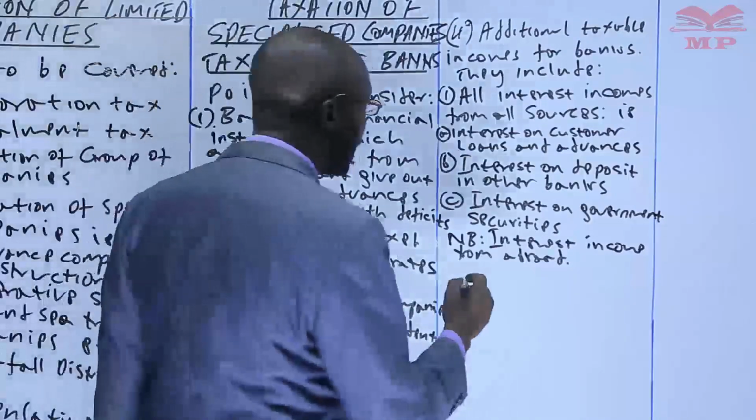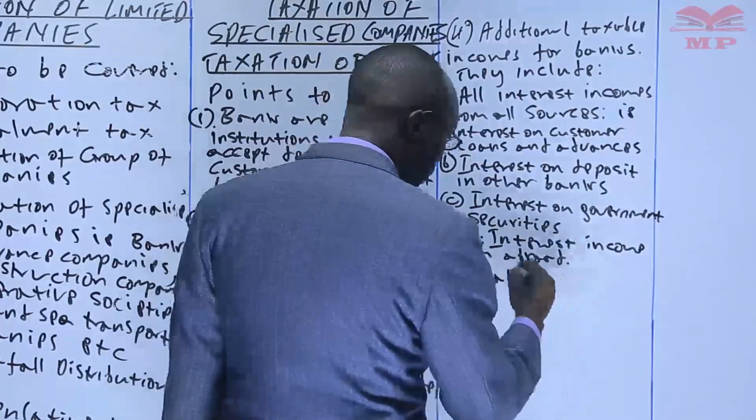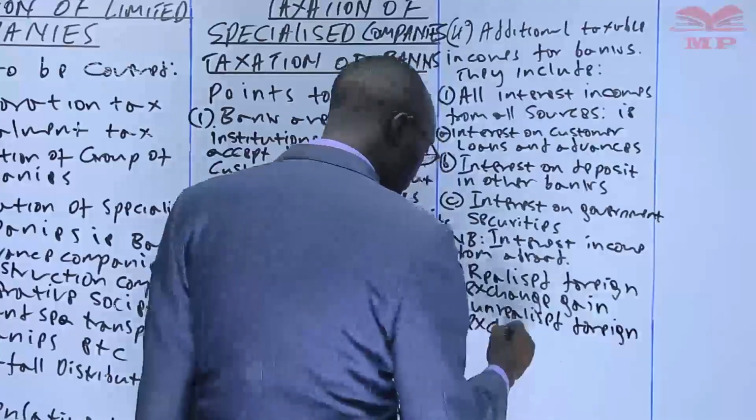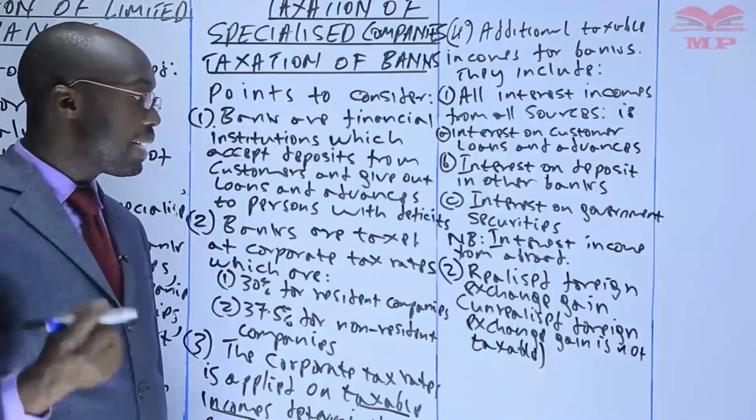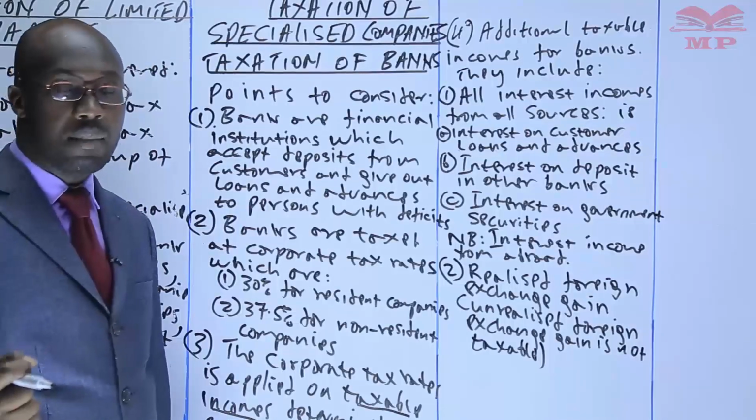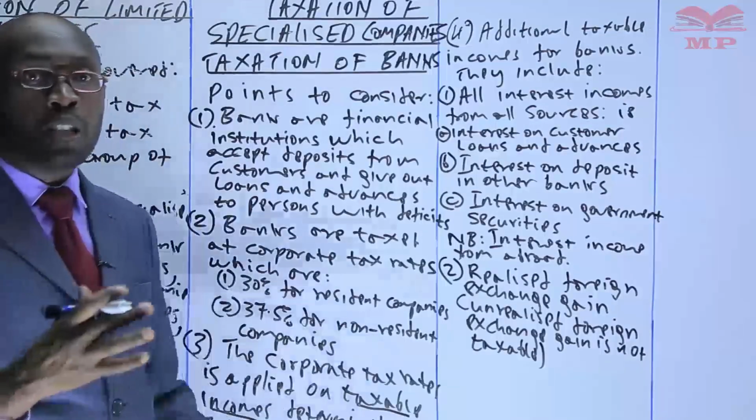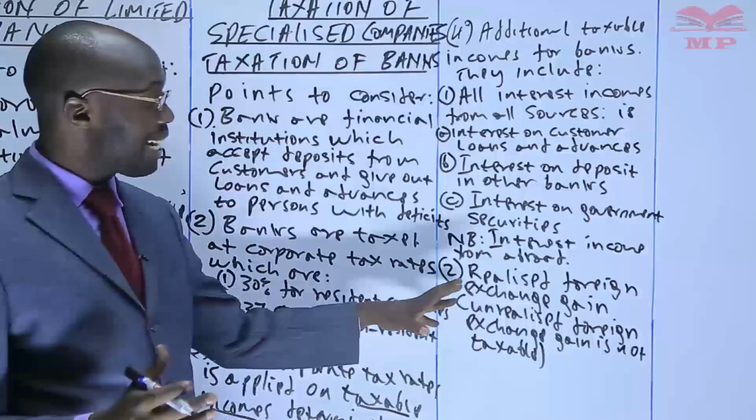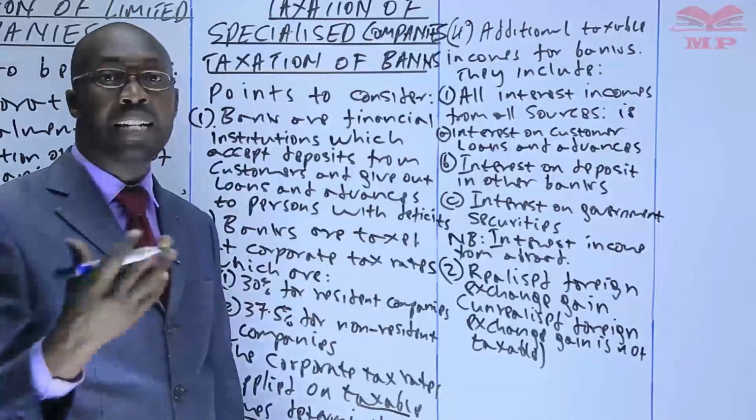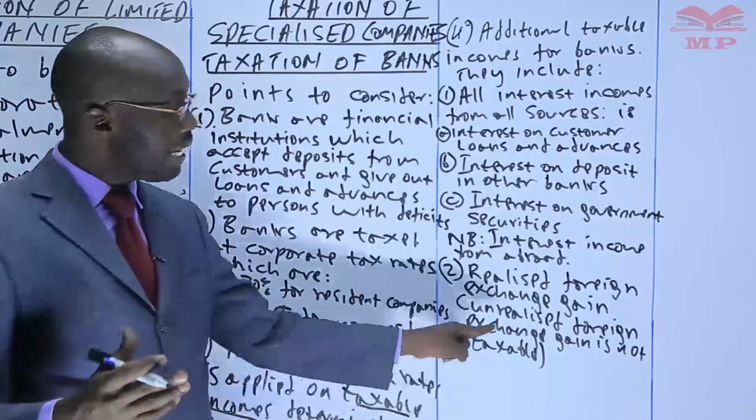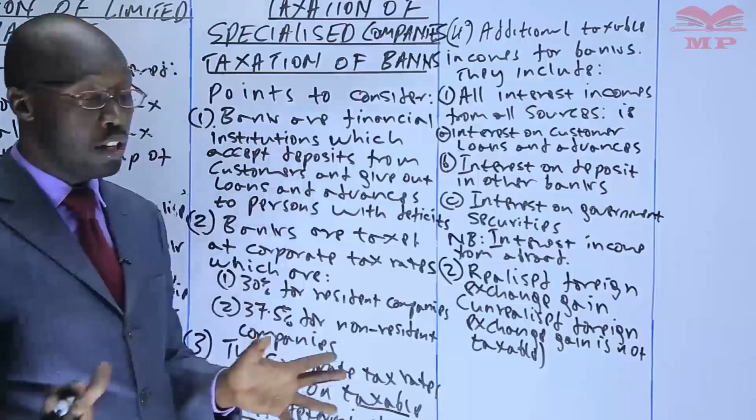Number 2 of the additional taxable income is another taxable operating income for a bank: the realized foreign exchange gain. Normally banks deal in foreign currency, and in the process sometimes they can have a gain when they sell a foreign currency. As long as the gain has been realized, it's a taxable income. What we don't tax is an unrealized gain. As we said, even for other businesses, those are usually not taxable.